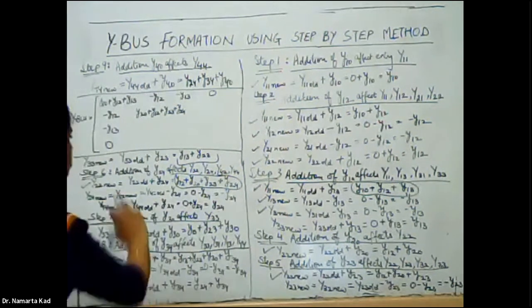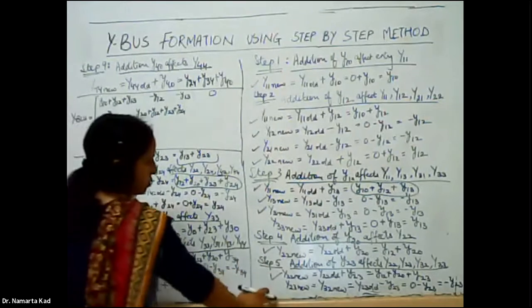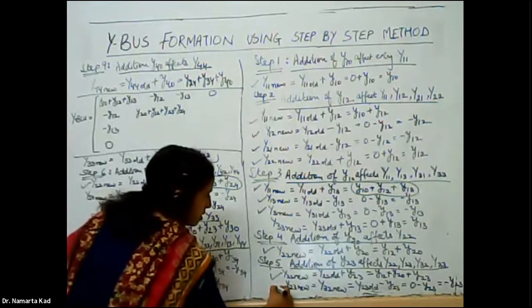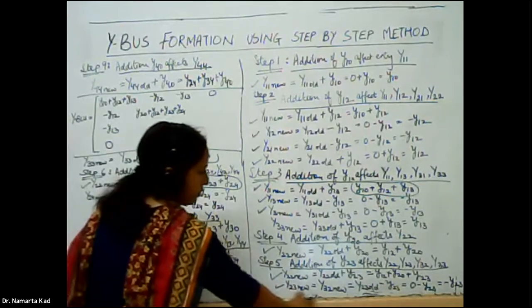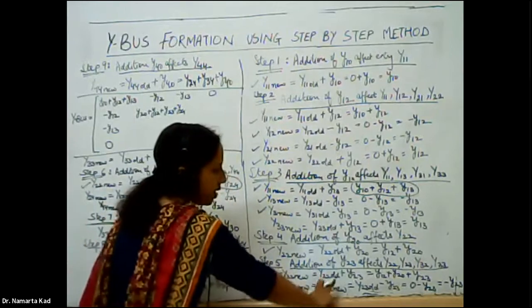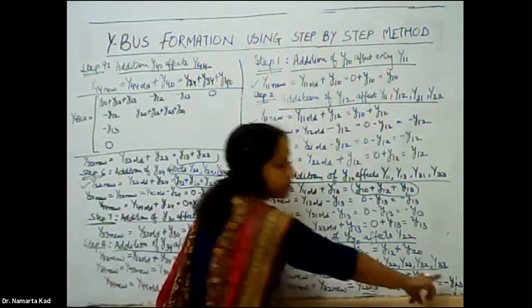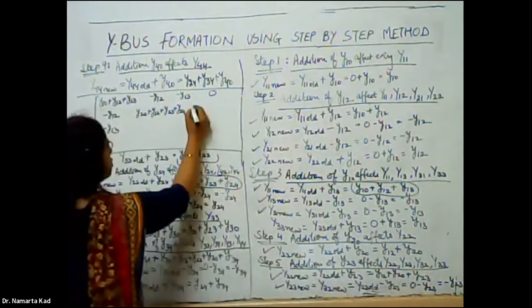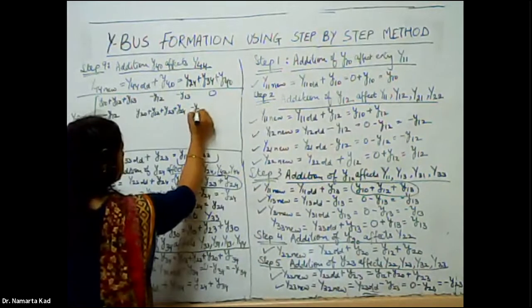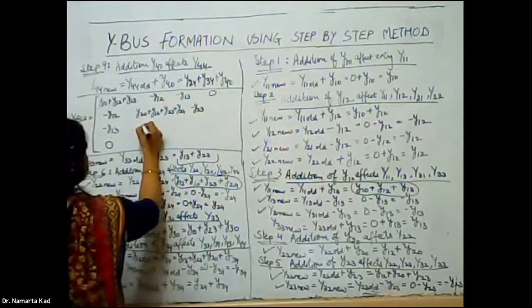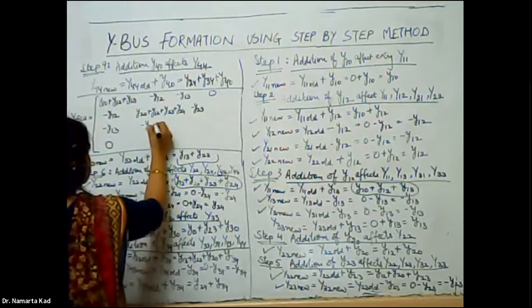Now the Y23 entry. The Y23 entry is here, this one, which is equal to Y32, and it is further equal to minus Y23. So here it is minus Y23 and here it is also minus Y23.